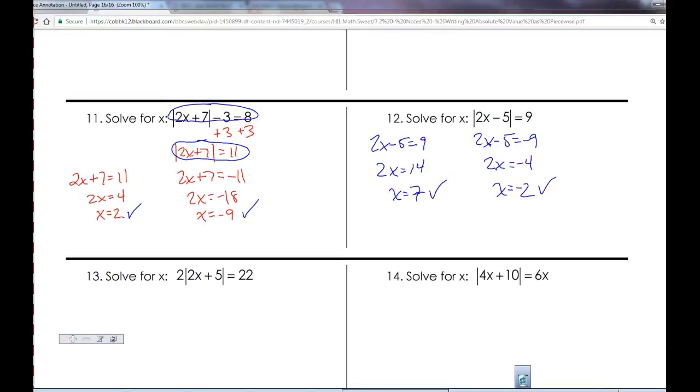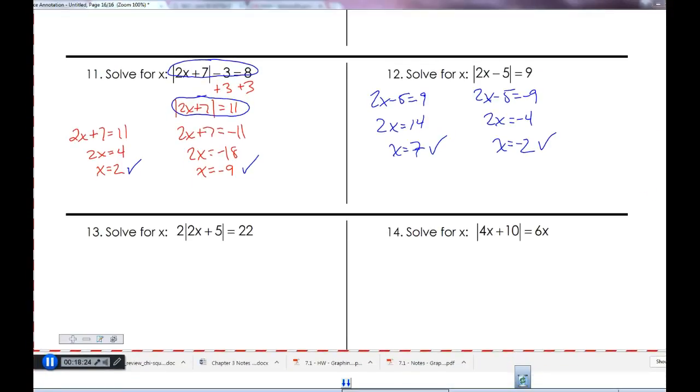All right, the other one that I asked for you to do was number 14. So let's take a look there. Number 14, it's already isolated, so we set up our two equations. 4x plus 10 equals 6x, and 4x plus 10 equals negative 6x. That's a little different. We have a variable over there. Let's see what happens. Well, this time, let's subtract 4x from both sides. That'll give me 10 equals 2x. Divide by 2, x equals 5.